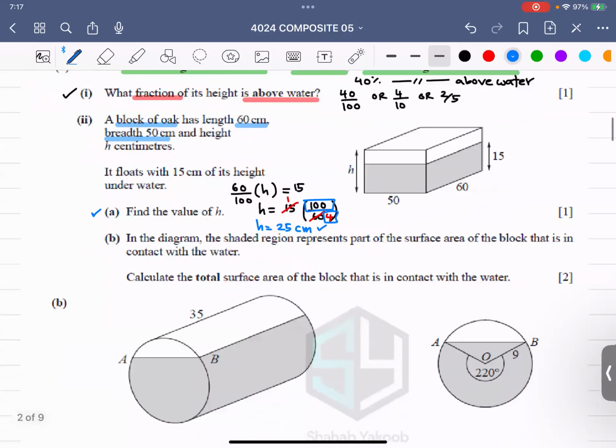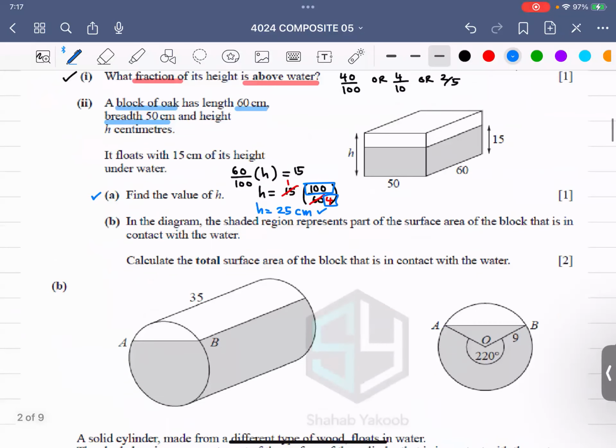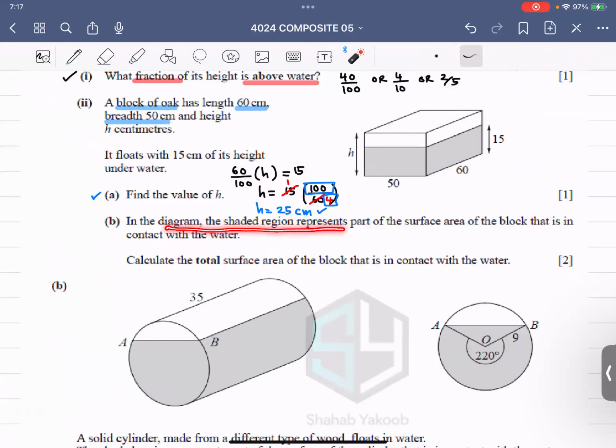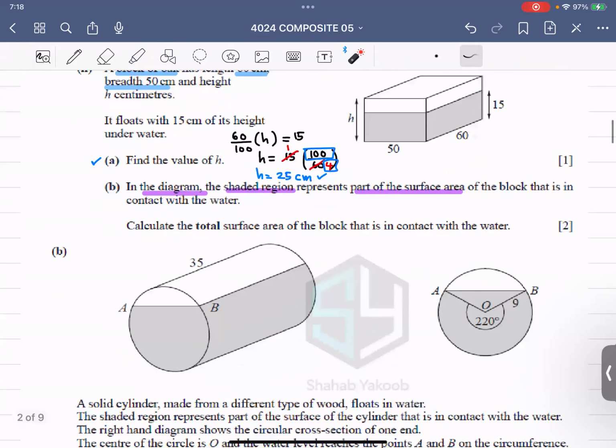Now it says in the diagram, it's the same diagram that's shown above. In the diagram, the shaded region represents part of the surface area of the block that is in contact with water. Now, this is something important. We are interested in the shaded region that is in contact with water. So we can see this front is in contact with water. The same goes at the back. This region is in contact with water, and this region is in contact with water. That goes on the other side also, and then the base. So there are 5 faces that are in contact with water.